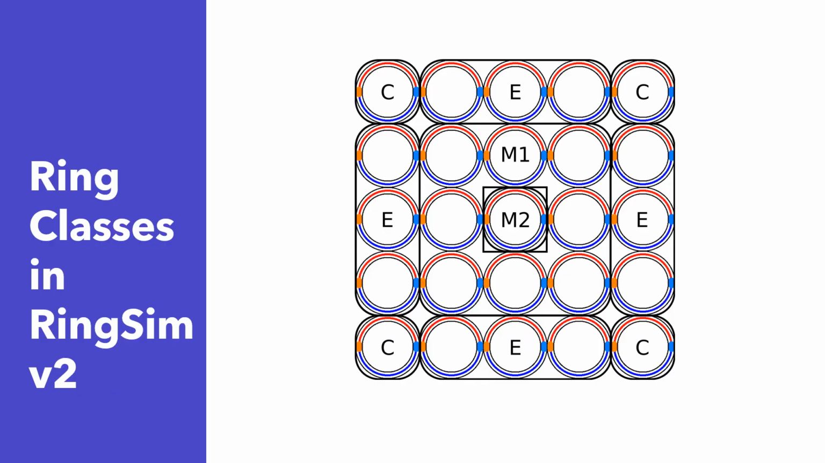And, as can be seen, when applying DebugNS to RingSim v2, the ring classes are rotationally and mirror symmetric, meaning that the hypothesis now holds.